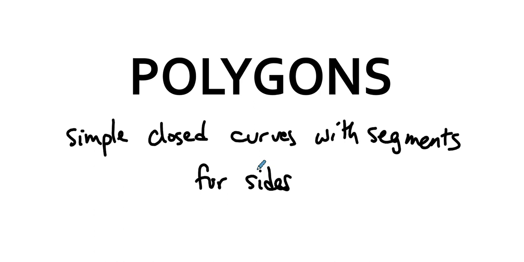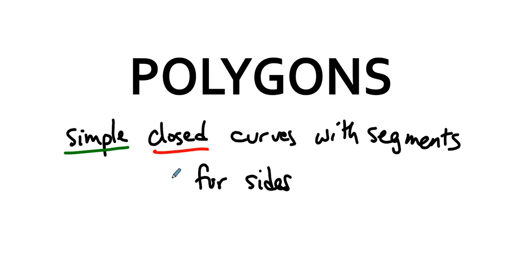So curve is pretty straightforward. Closed, less so, and simple, less so. Simple because it doesn't cross itself. We don't allow such things. We don't allow a polygon to intersect itself in the middle.